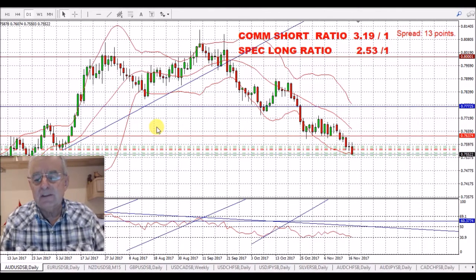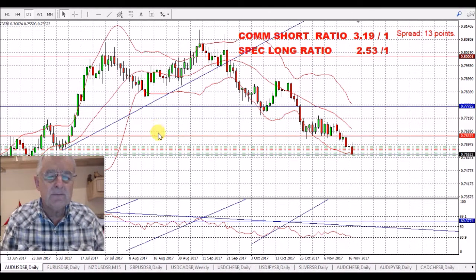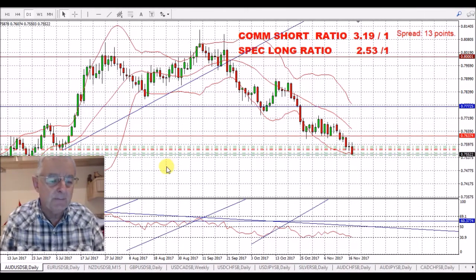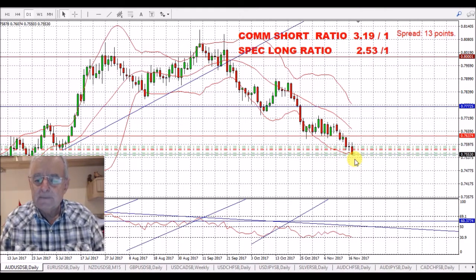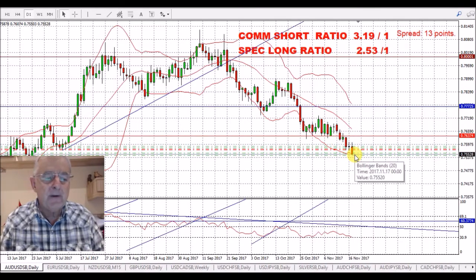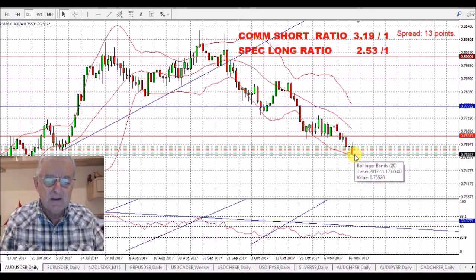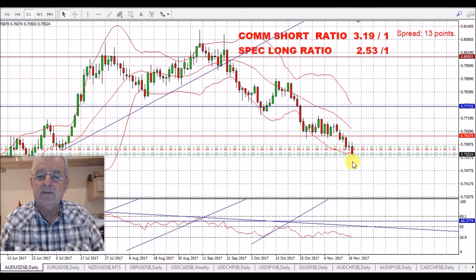I sold out of two of my crosses, which brings me just over 10% profit for the month, which is very nice. The Australian dollar has made some moves even lower this morning. This is about 2 months trading down here, and we've got about 550 pips. So that was an excellent move down.